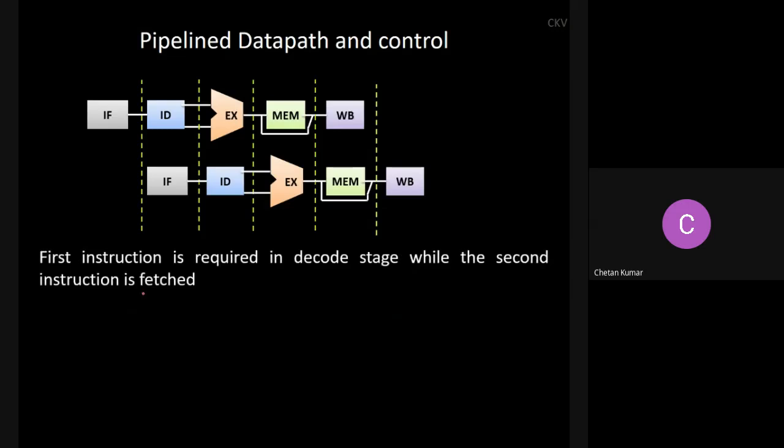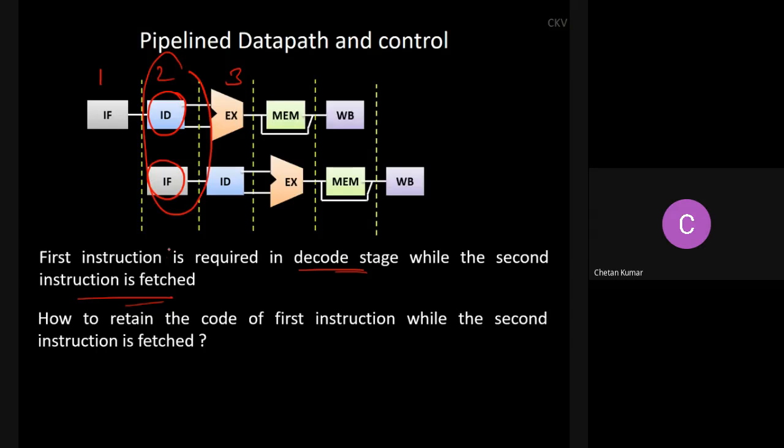So whenever you want to implement this, the first instruction is required in the decode stage while the second instruction is fetched. If you look at this representation, we saw that in the second cycle, when the first instruction is getting decoded, I have to fetch the second instruction, right? So how do I make sure that the first instruction code is not deleted? That is a fundamental concept of pipelining. It's not just dividing stages. After you divide the stages, what should I do so that the data corresponding to the first instruction is not lost?